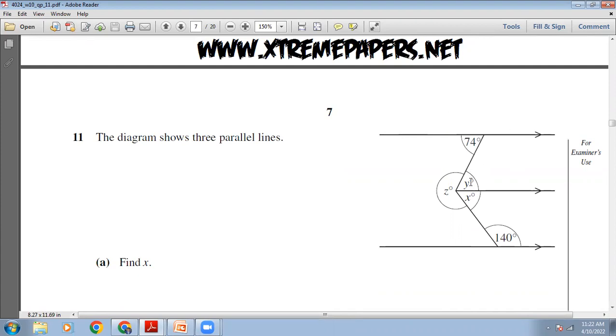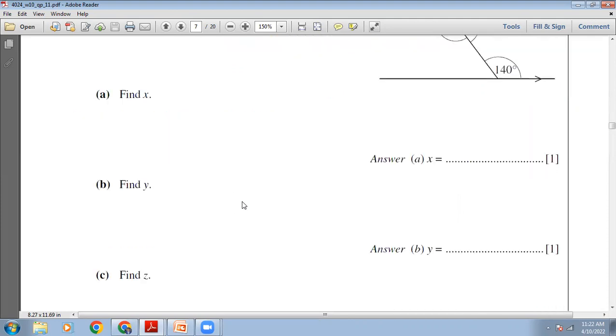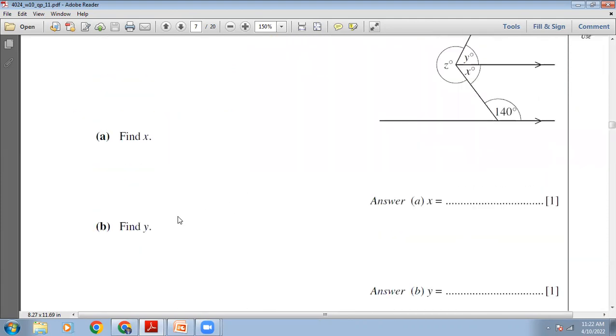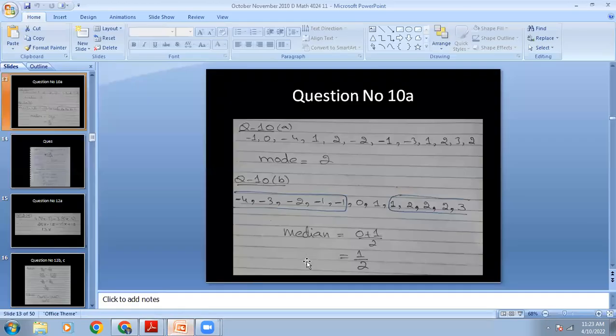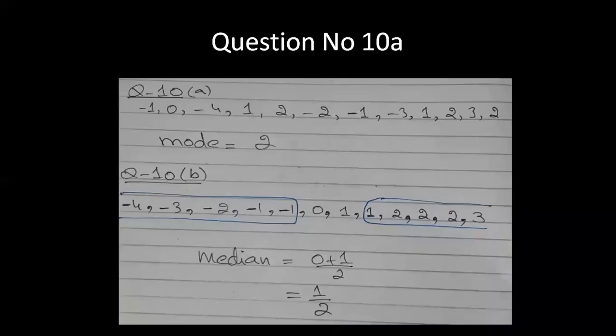In the same way, this y and this 74, they are inside the parallel lines. They are on the opposite sides of the transversal. So they are alternate to each other, and the value of y will be 74. Once you have the value of x and y, you want to find the value of z. The value of z will be 360 minus the value of x and the value of y. So this is the simple strategy for this question.